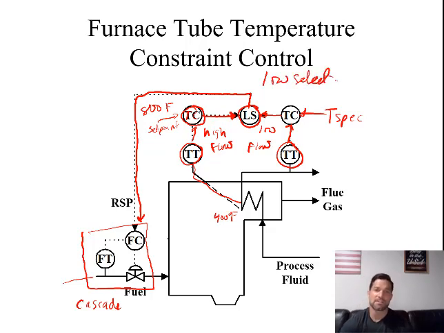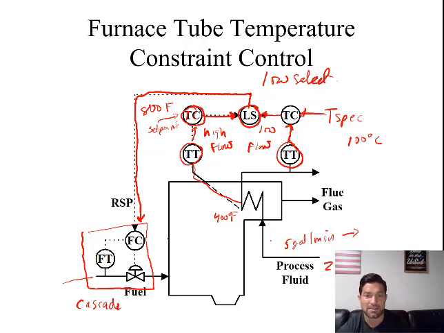Okay, let's discuss operation another way. Now I'm just going to throw some values on here. Maybe this is coming in at 25 degrees C and we're preheating it to 100 degrees C to go into a reactor. Okay, everything's operating normal. We're at 400 degrees C. Now let's assume this is operating at a flow rate of 5 gallons per minute.